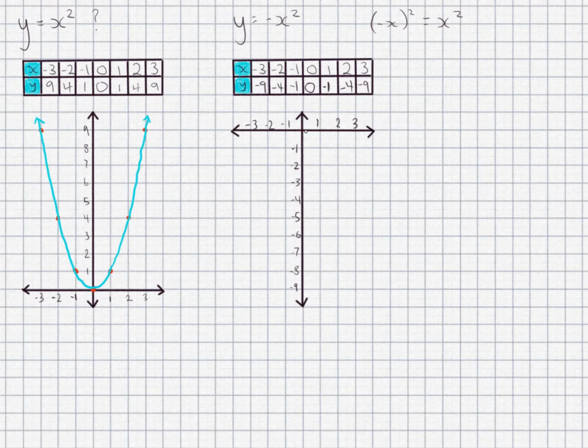0, 0 is still in the same position, but everything else falls below the x-axis. We have 1, negative 1, and negative 1, negative 1. We have 2, negative 4, and negative 2, negative 4. And finally 3, negative 9, and negative 3, negative 9. Connecting these coordinates, just like before, gives us our parabola, except this time it's facing downwards.